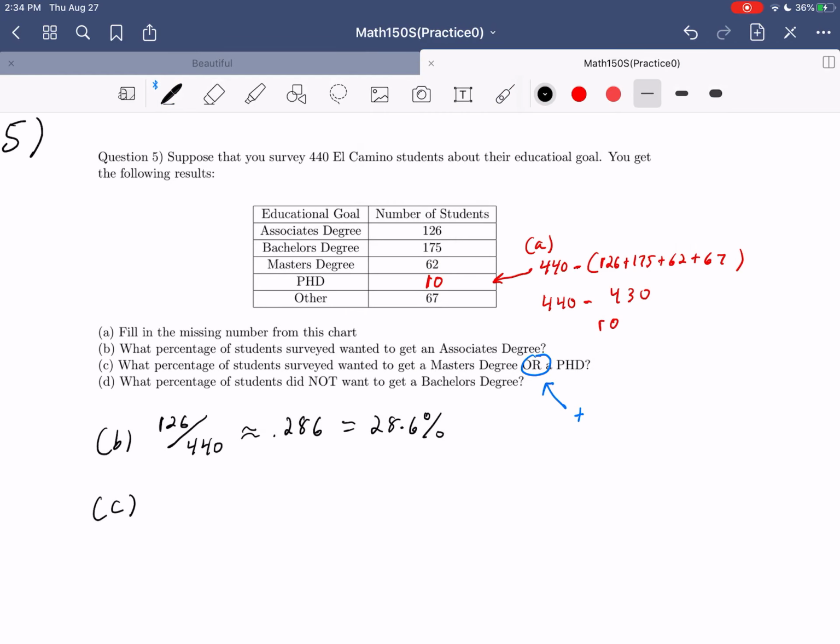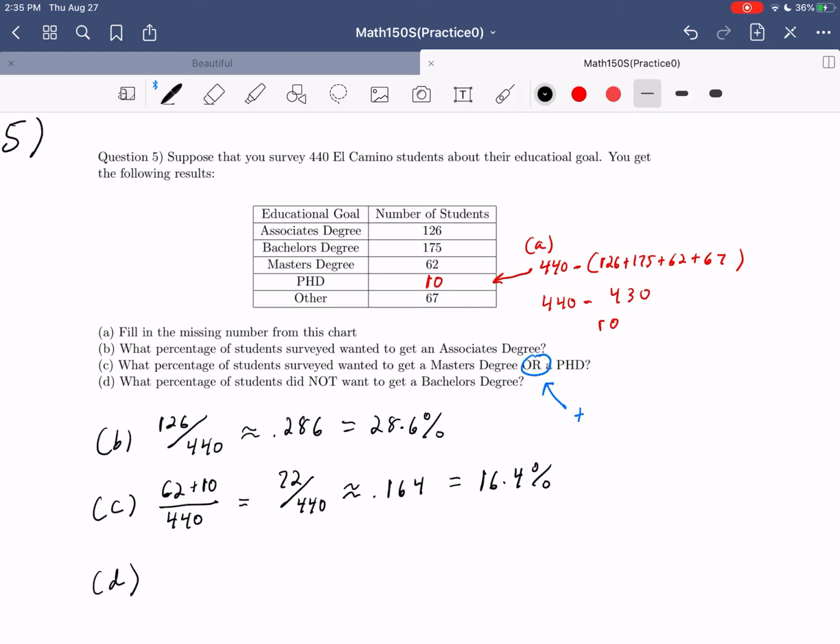So that means we'll take the 62 people who wanted masters plus the 10 people who said that they wanted a PhD, add them together, and then divide by 440. Notice that that's going to be 72 out of 440, and if we do that division, 72 divided by 440, that should give us approximately 0.164, which tells us that about 16.4% of people we talked to said that they either wanted a master's or a PhD. So if you see that "or," you just know that you need to combine them.